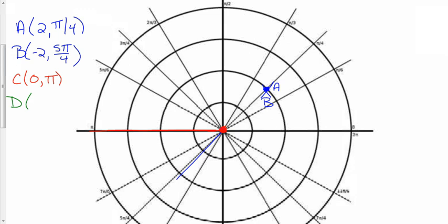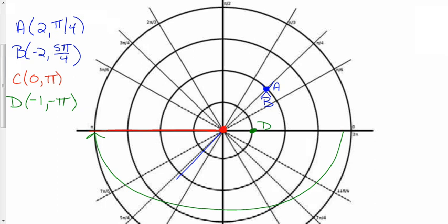D is at the point -1, negative pi. So negative pi takes me around to here, same as positive pi. And I want to go -1, which means I back up 1. So here I am at point D.